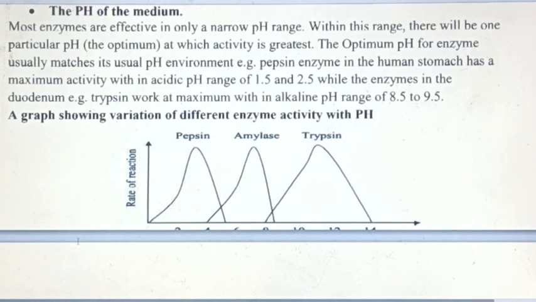Particularly, you look at the enzyme pepsin in the human stomach. It can have its maximum activity. You are seeing the rate of reaction on the vertical scale, and the pH on the horizontal scale. So you see pepsin where it has the peak, that is the pH where it has maximum activity. That means the pepsin enzyme in the stomach has its maximum activity when it acts upon the proteins.